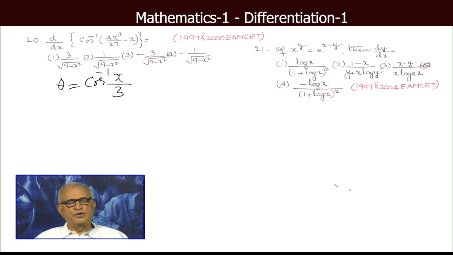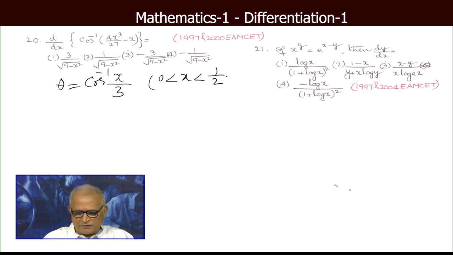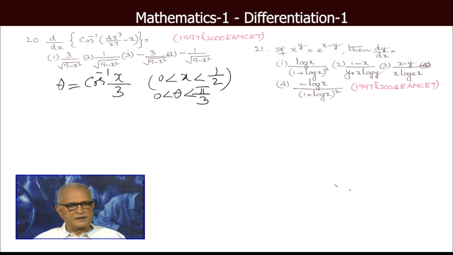So, 3 theta must lie between 0 and pi, so theta must lie between 0 and pi by 3, and x must lie between 0 and half. Theta lies in the principal value range of r cosine x by 3, which is theta between 0 and pi by 3 and x between 0 and half. 3 theta lies between 0 and pi. Now you can write r cosine cos 3 theta as 3 theta only when the values of x belong to the open interval 0, 1 by 2.